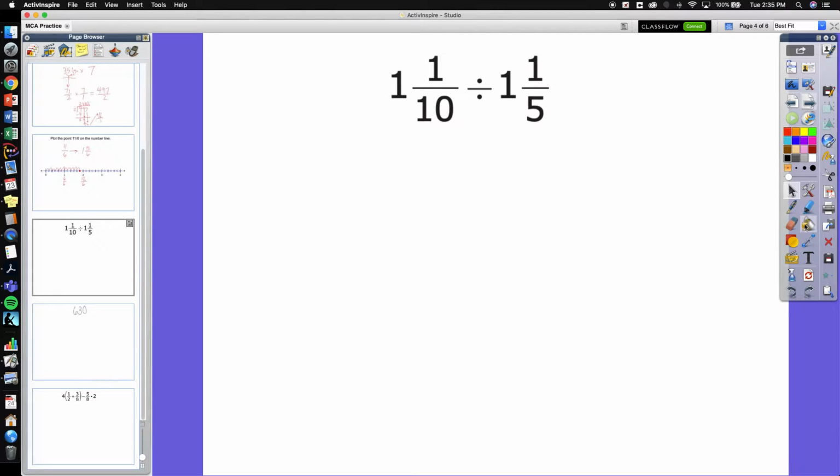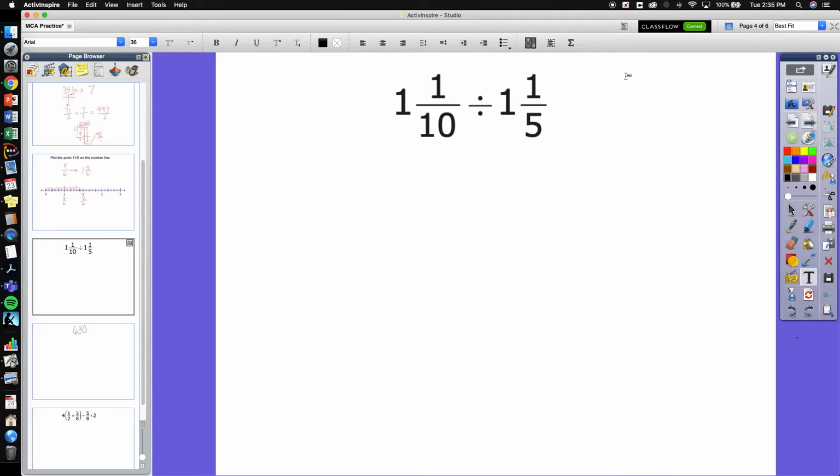Hello, I'm going to show you how to solve this week's MCA practice problems. Our first one is dividing fractions. So there's a couple things we need to do before we divide these fractions.